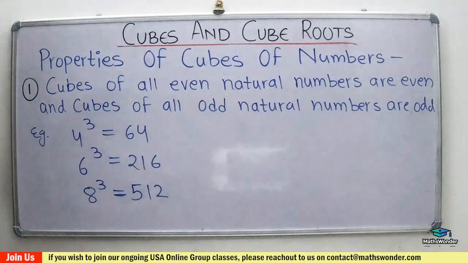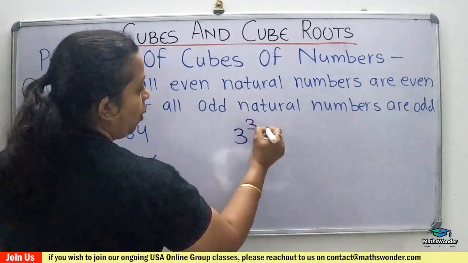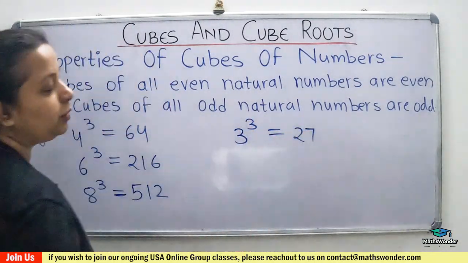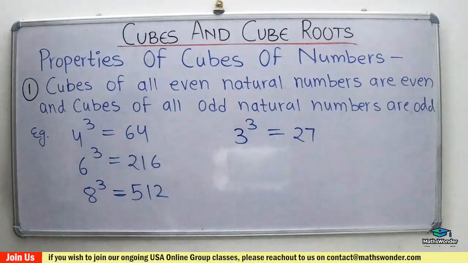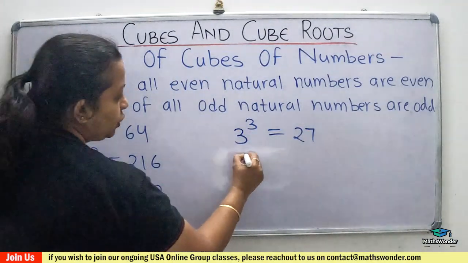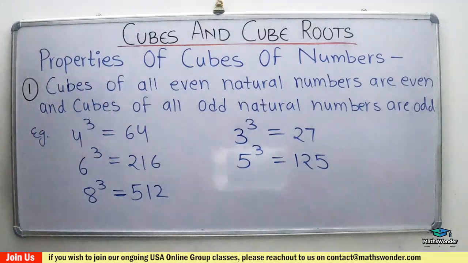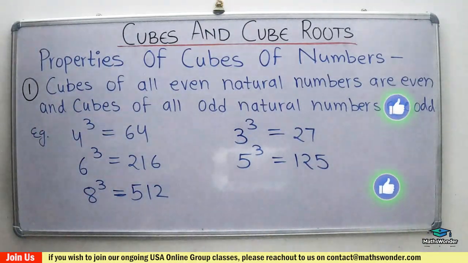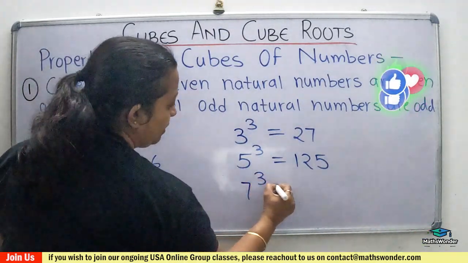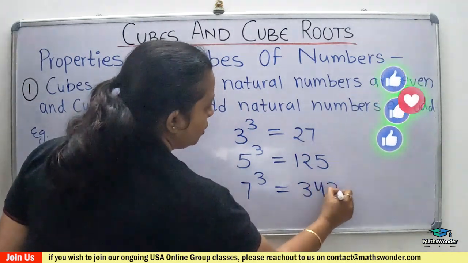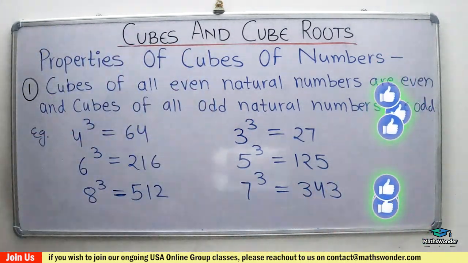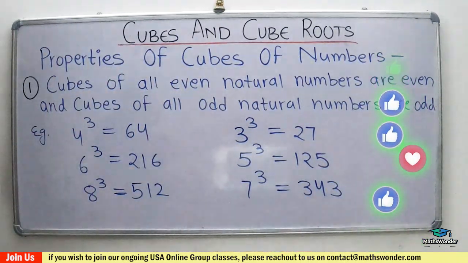Understood? Same for the odd. 3 cube, 3 is odd, so when you find the odd cube, you will get an odd number. 27 is an odd number. Same 5 cube, 5 is odd, so you will get an odd number. Understood the concept? 7 cube, 7 is an odd number, so the cube of 7 is also odd. And so on. The list will never end.